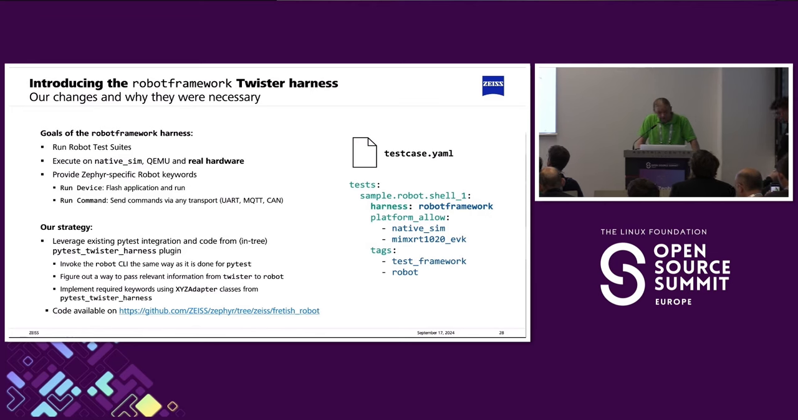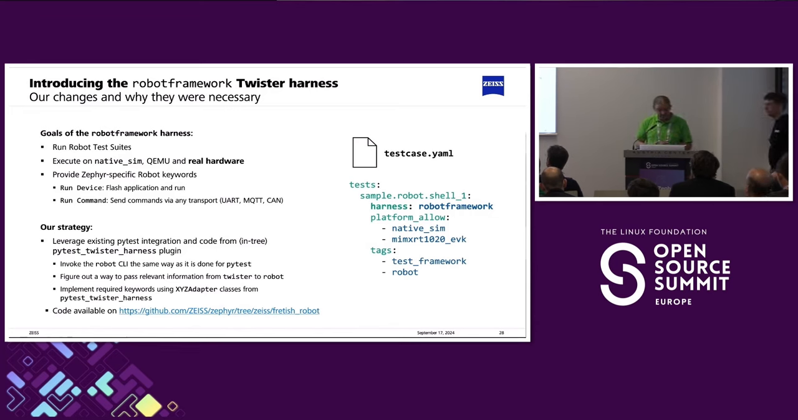And while we were looking at the Twister code, we eventually settled on leveraging the existing PyTest integration from the in-tree PyTest Twister harness plugin. So there's a bit of a deep dive into the technical specialties of the Zephyr source code, but we basically learned from what the PyTest guys were doing and reapplied it to the robot framework. So we are invoking the robot CLI in the same way as the PyTest harness is invoking the PyTest CLI for running our tests.